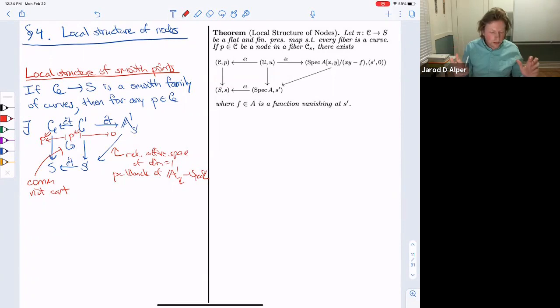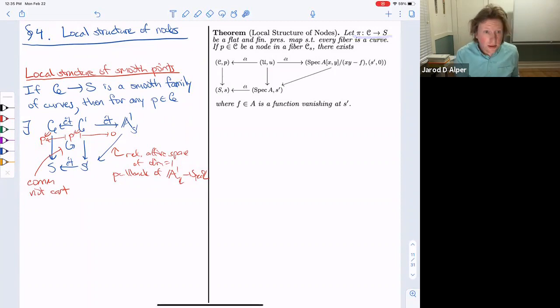Or the corresponding zero over the fiber of the image of P prime and S prime. Thanks. Okay, so we have an analogous result for the structure of nodes. So here I haven't defined what a family of nodal curves is, so I'm just going to state the precise hypothesis we have. So C to S.